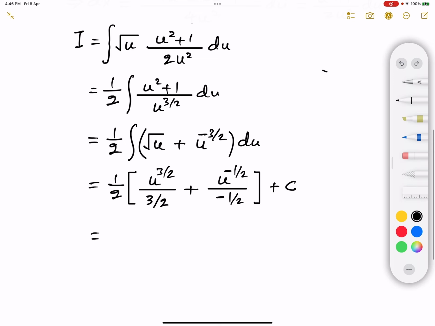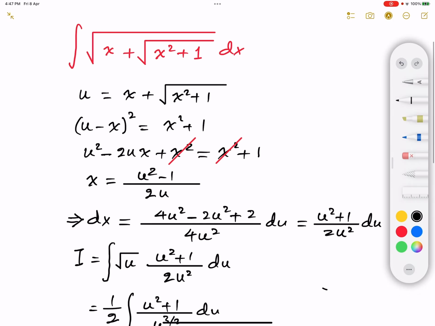And this can be simplified. The 2 can get to the numerator and it would cancel with the half outside. We're going to be left with 1/3 in the first term, u to the power 3 by 2. And of course, the half is going to get cancelled with the half in the second term, and we're going to be left with minus 1 over the square root of u in the denominator, plus c. And then we can go ahead and go back and see what u is and replace it.